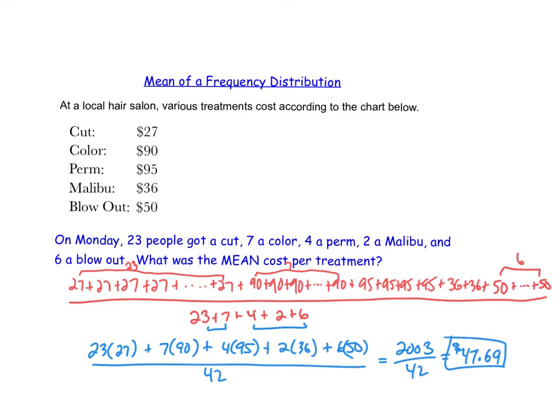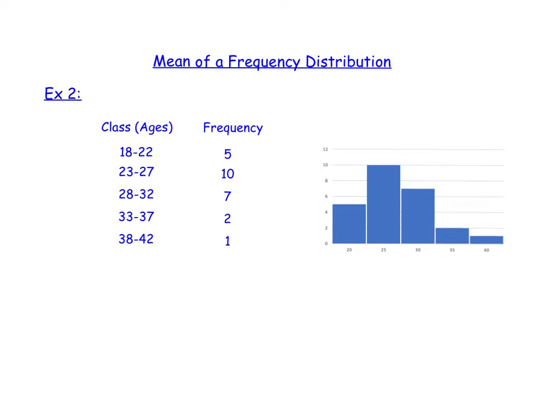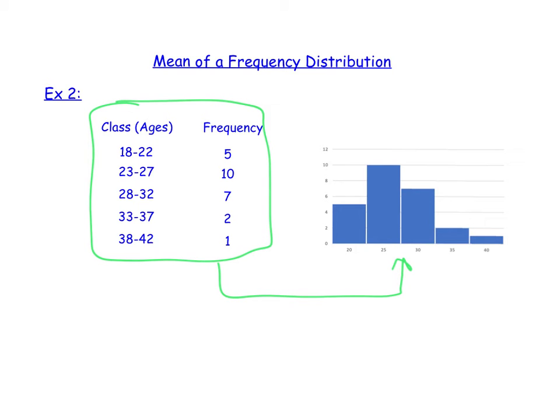Okay, next example. What if we want to find the mean of this frequency distribution, where instead of set prices like the previous example, now we have classes, or intervals of numbers. In this case, it's ages. And so what I did was I did this before doing this video, and I made a histogram out of it, and I want to show you how you can find the average in that histogram or the frequency table depending on what you're given.